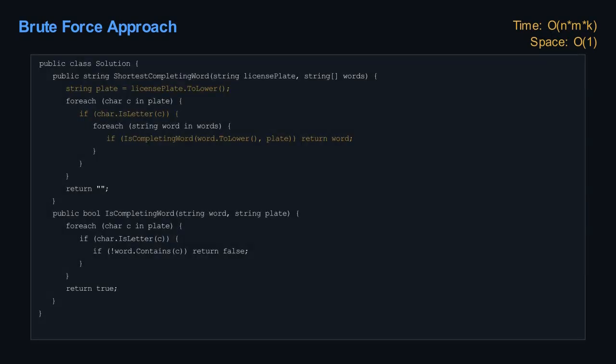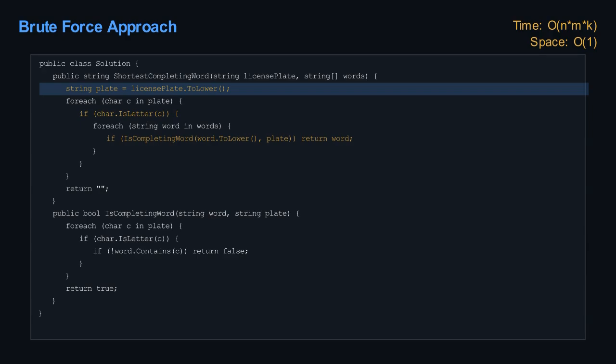The most obvious thing to try is a direct search. We would take the license plate, clean it up by making everything lowercase, and then for every single letter in that plate we check if it's a letter. If it is, we go through every word in our list. For each word we check if it contains that specific letter. But wait, if we just check if the word contains the letter, we might miss the count. So for every letter in the plate we would have to search the word, find the letter, and then somehow mark that letter as used so we don't count the same letter twice.